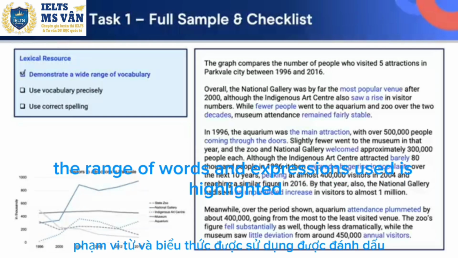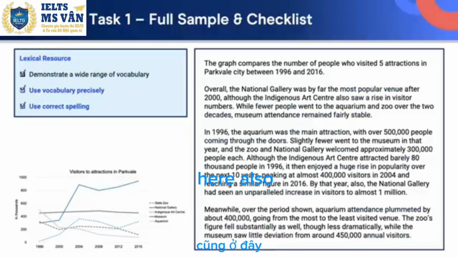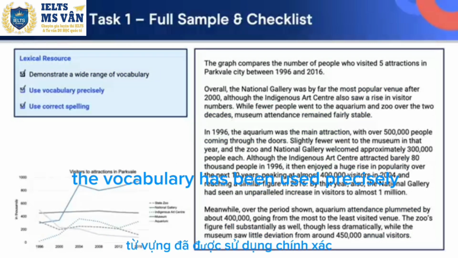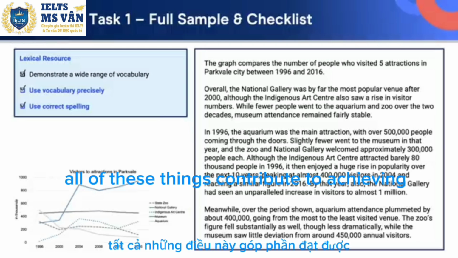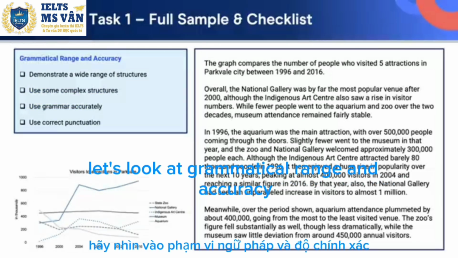The range of words and expressions used is highlighted here. Also, the vocabulary has been used precisely and spelled correctly. All of these things contribute to achieving a good score. Let's look at grammatical range and accuracy.